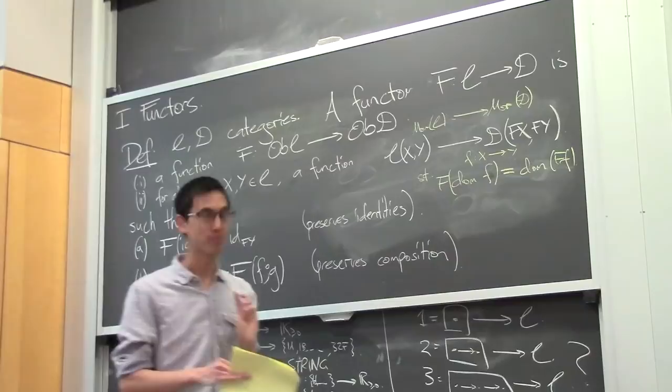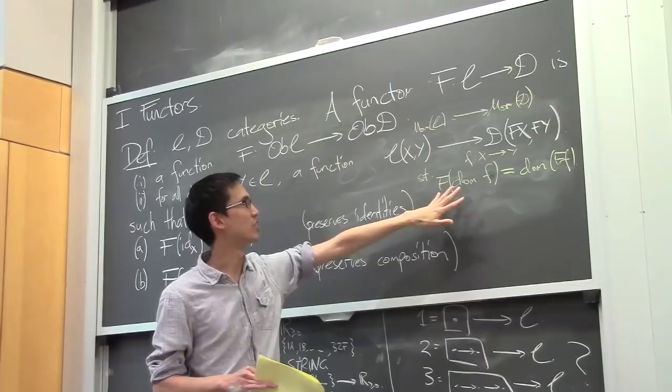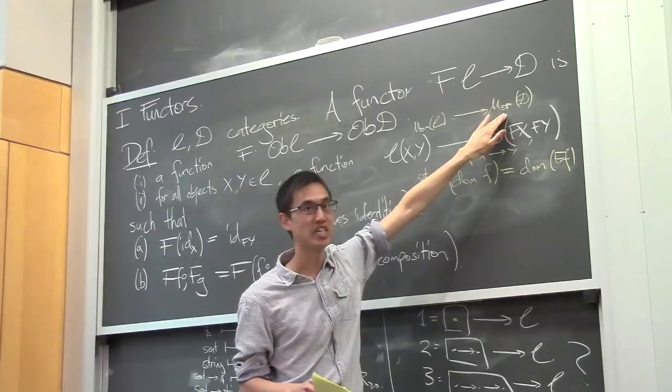But how does that become the same thing? Well, there are certain structures associated with morphisms that need to be preserved. And so those structures are called domain and codomain. And so it says that the domain of a morphism in C, when we take its image using this function here in D, is the same as the domain object of the image of that morphism.